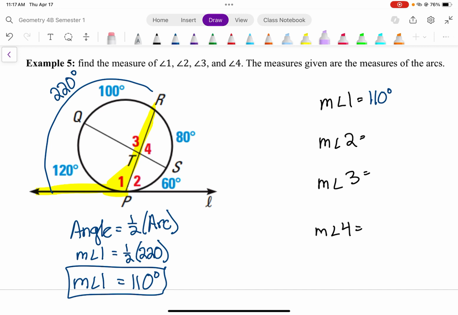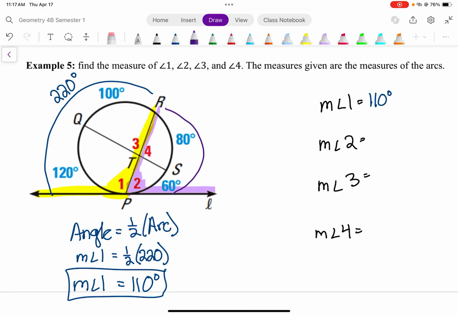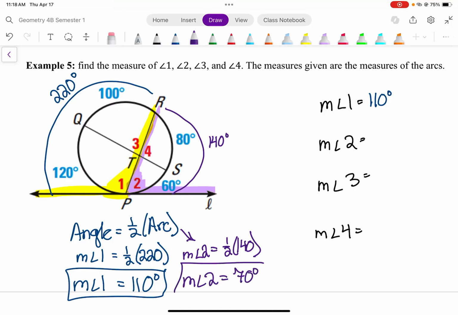All right, then if we move on to angle 2, that is also an angle formed by a tangent and then a chord. So we're going to use that same formula, and again, you want to make sure you use the entire arc that it's cutting off. So we have to take 80 plus 60 to give us 140 degrees. So using that same formula, the measure of angle 2 would be equal to 1/2 times 140. And the measure of angle 2 would equal 70 degrees.